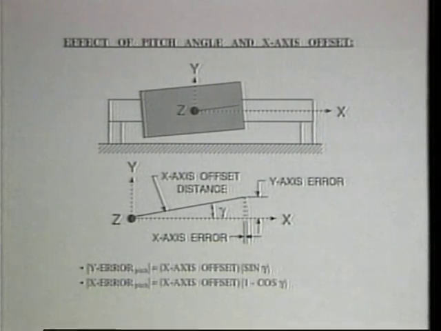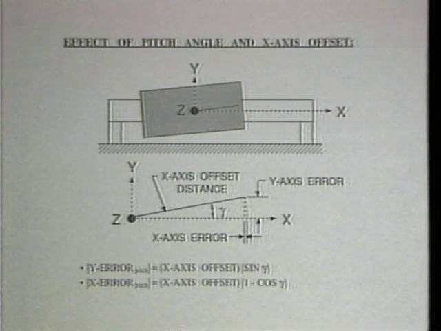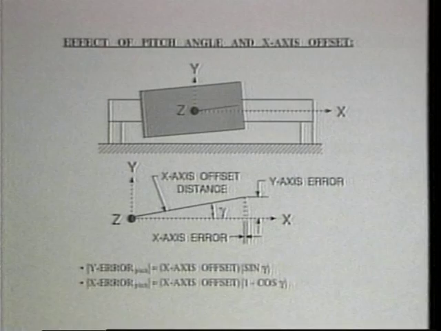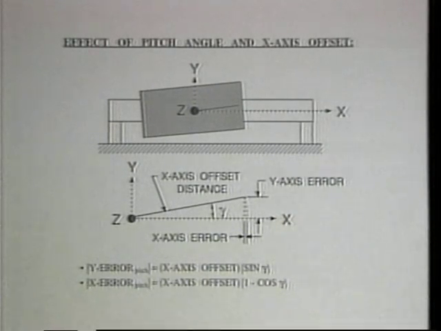The pitch positioning error has a y-axis component and an x-axis component. The magnitude of the y-axis component is equal to the product of the offset distance and the sine of the pitch angle. The magnitude of the x-axis component is equal to the offset distance times the quantity 1 minus the cosine of the pitch angle. As stated earlier, given that these angles are typically very small and that the cosine of a very small angle is nearly 1, the x-axis component is considered a second-order error and is often neglected.